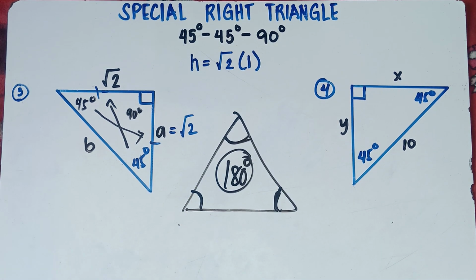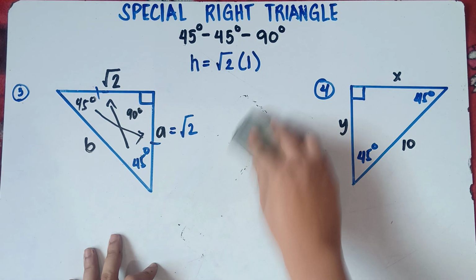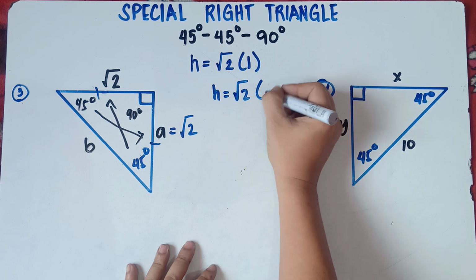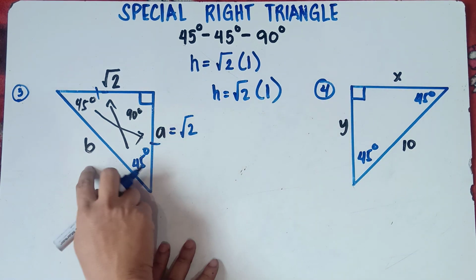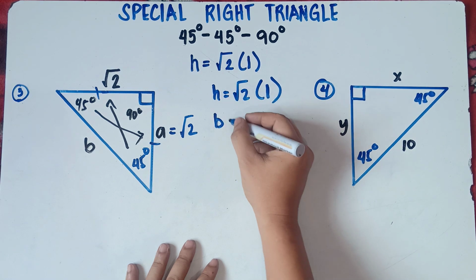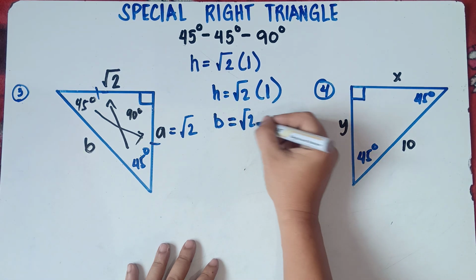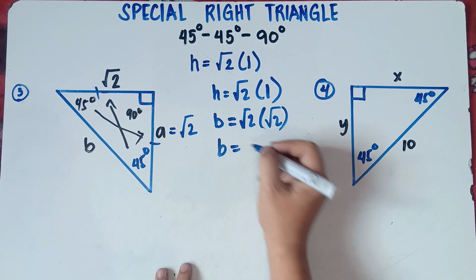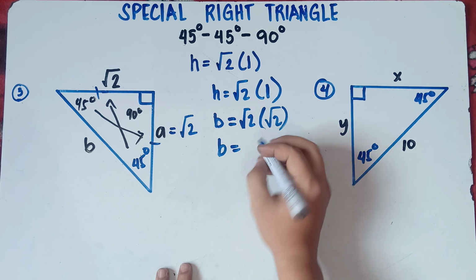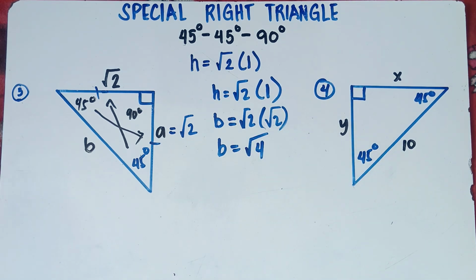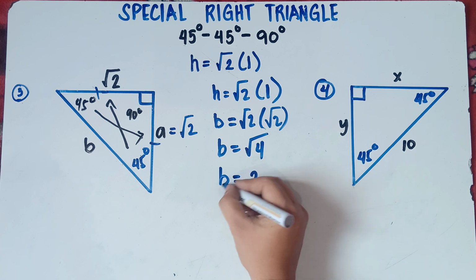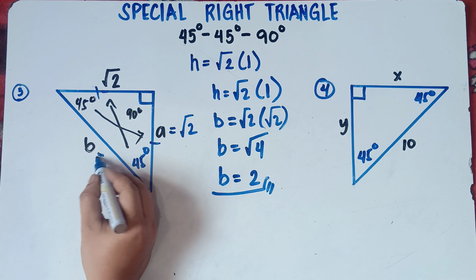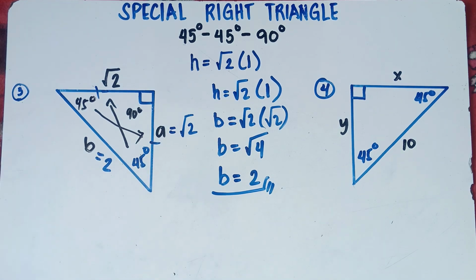So to get the value of B, you can use the formula, class. This one, the hypotenuse. So h is equal to square root of 2 times the leg. So we can write B because it says B here. B, or the hypotenuse, is equal to square root of 2 times our leg, which is square root of 2. So B is equal to square root of 2 times square root of 2. That would be square root of 4. And the square root of 4 is 2. So B is equal to 2. That's it, class. That's the answer for number 3. B is equal to 2.